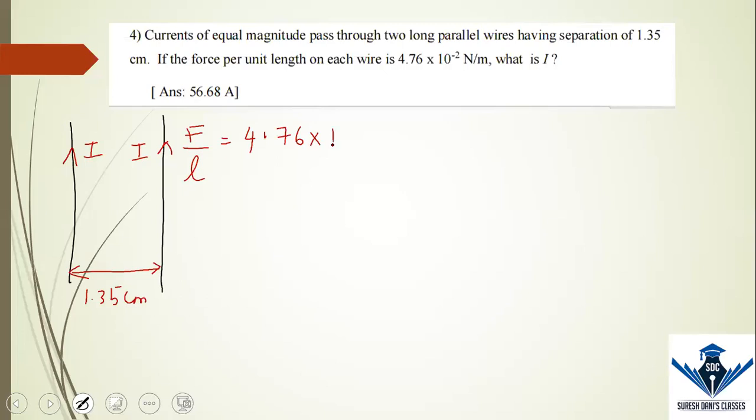4.76 into 10 to the power minus 2 Newton per meter. And the question asked is, what is the current? So we have to find the current, and I think most of the data is already given to us.